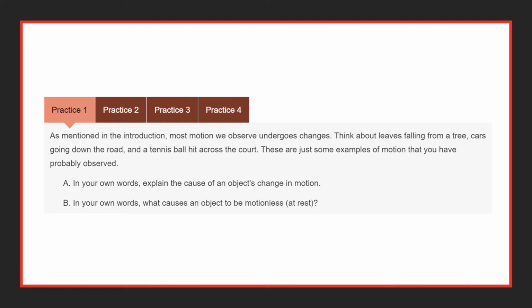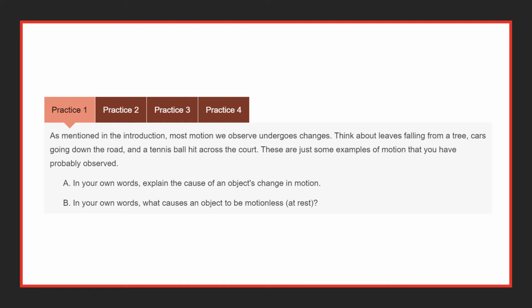And let's go with letter B. In your own words, what causes an object to be motionless or at rest? So there is a very typical mistake, and people usually say that when an object is at rest, it means that it actually has no forces acting upon it. But this is completely wrong, because when an object is just staying still, it means that the forces that are acting upon that object are balanced.